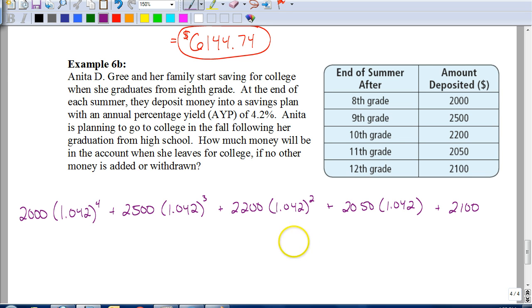When you do that on your calculator, what you should have gotten is $11,810, or if you rounded to $811, that would be fine because your cents would be 96 cents. So $11,810.96 would be your answer.